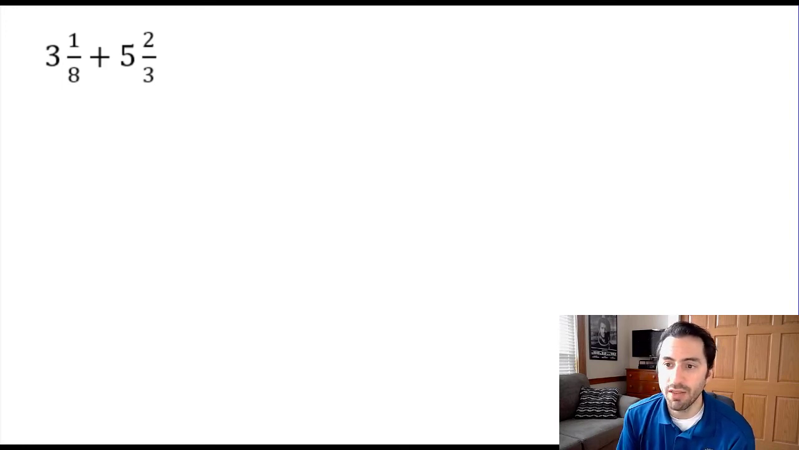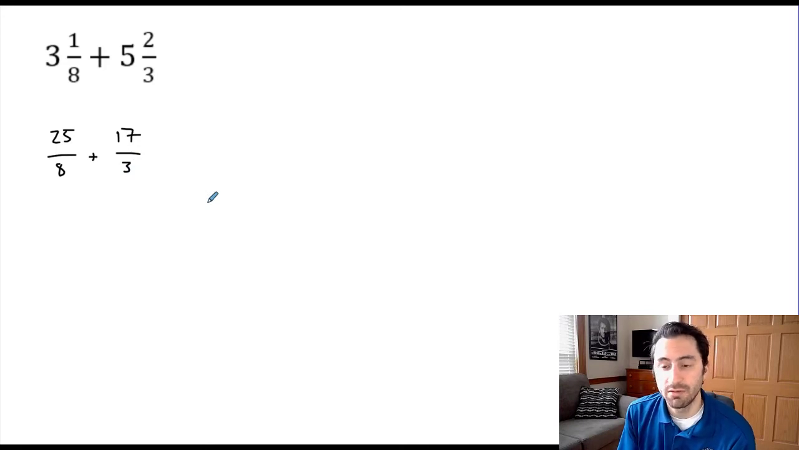I have 3 1/8 plus 5 2/3. Now, one way that I can handle this, and it works with a lot of mixed number operations, is we can just change these into improper fractions first. So for example, let's rewrite these as improper fractions. So this first one, 3 1/8, we'll take 8 times 3, which is 24, and we'll add on the extra 1. So that first fraction is the same as 25 over 8. Our second fraction, 3 times 5 is 15. Add on the 2, we get 17 over 3.